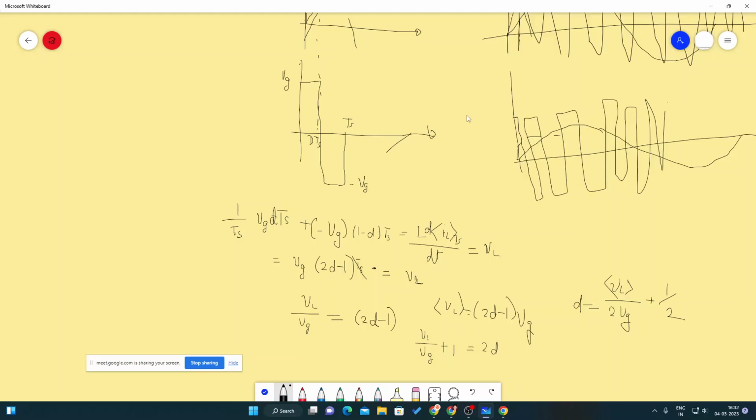Sir, but it's actually D. That is what I'm confused about. This is in D. D is something like P1 by TS. They are saying this B is the output average voltage for a cycle.